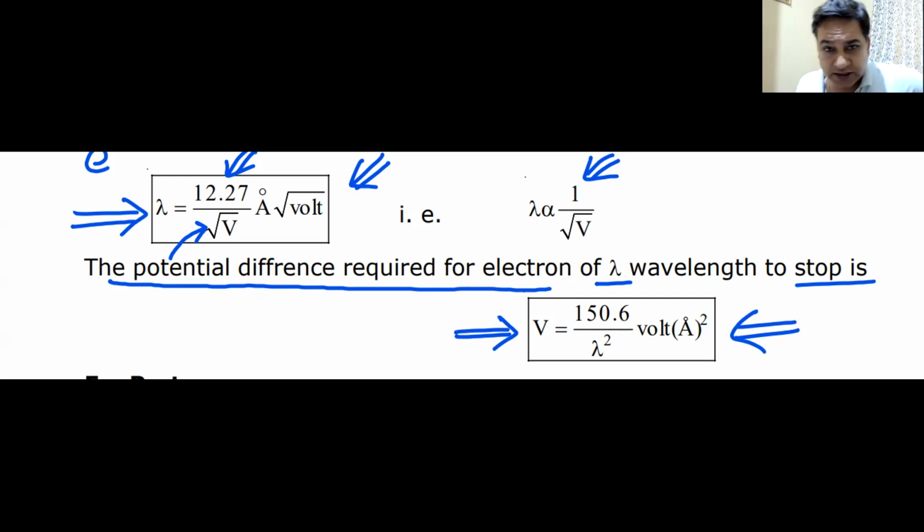The first charged particle is the electron. I hope you have noted this formula. Shall I move on to the next charged particle? What is the next charged particle? Proton. The next charged particle is a proton.